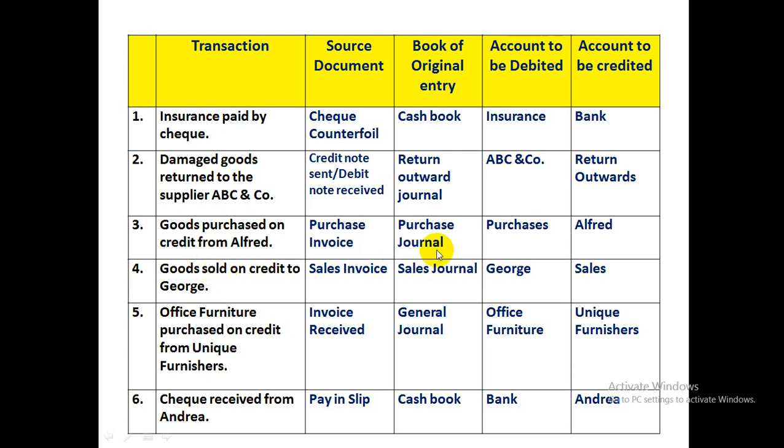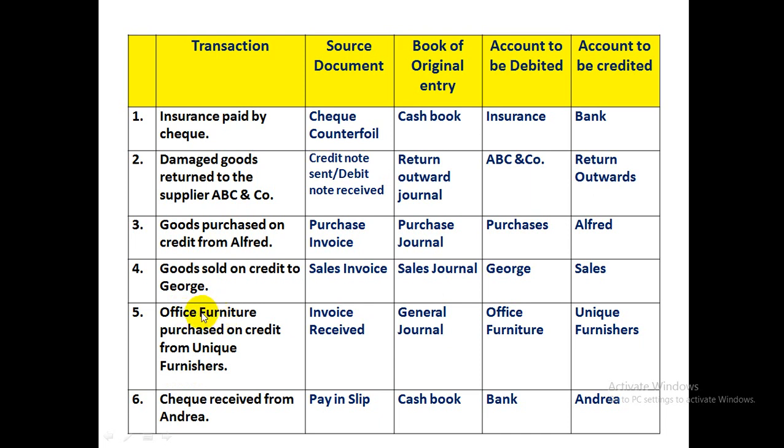We are selling goods, therefore sales account will be credit. Trade receivable account of George will be debit. Transaction 5. Office furniture purchased on credit from Unique Furnishers. This is office furniture, not the goods.